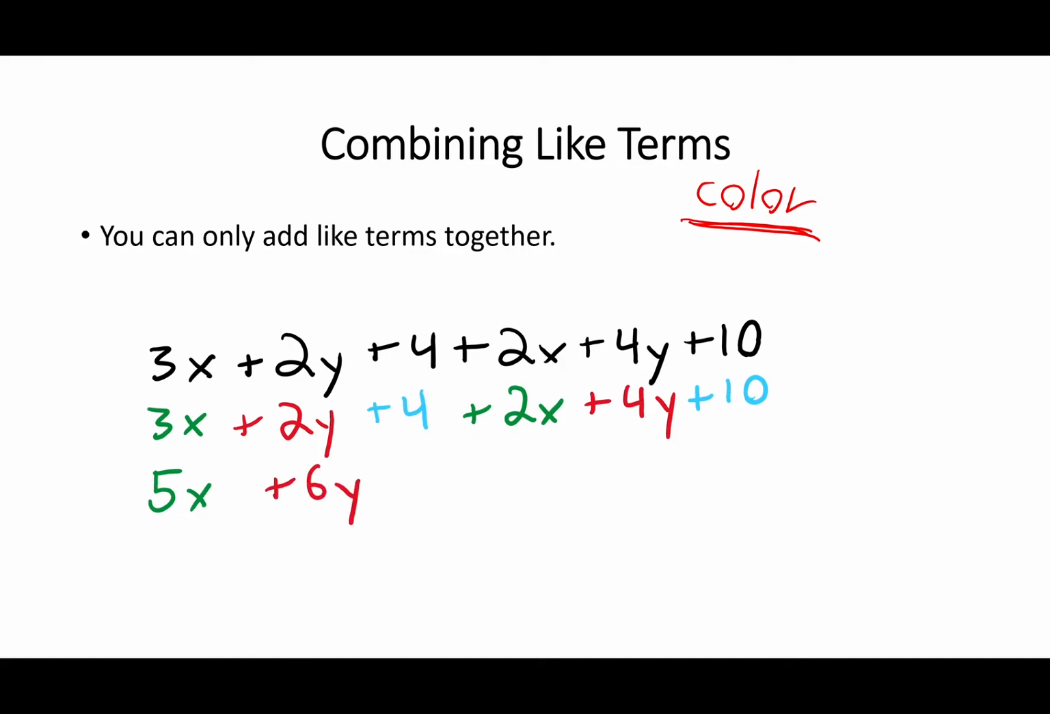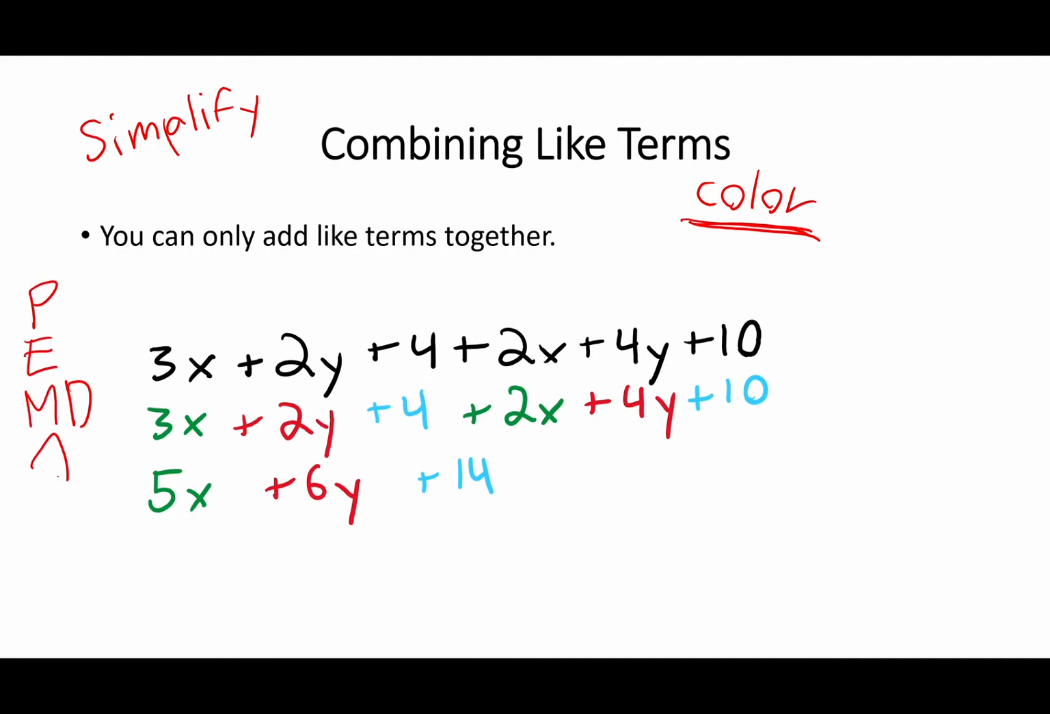And finally, your blues, which are just numbers by themselves, you do those. 4 plus 10, 14. Now, the important thing to realize here is this is your final answer. You can only simplify like terms. You cannot solve them. If you want a long and complicated explanation, PEMDAS.